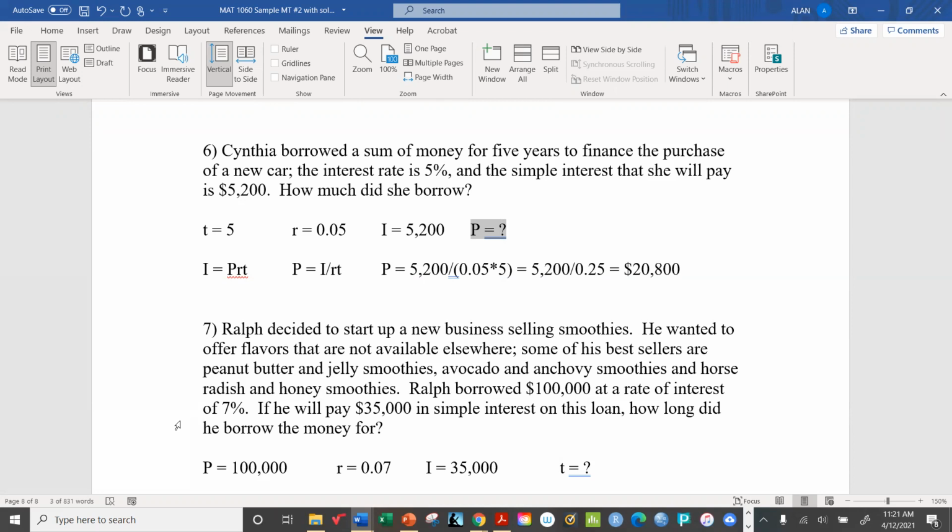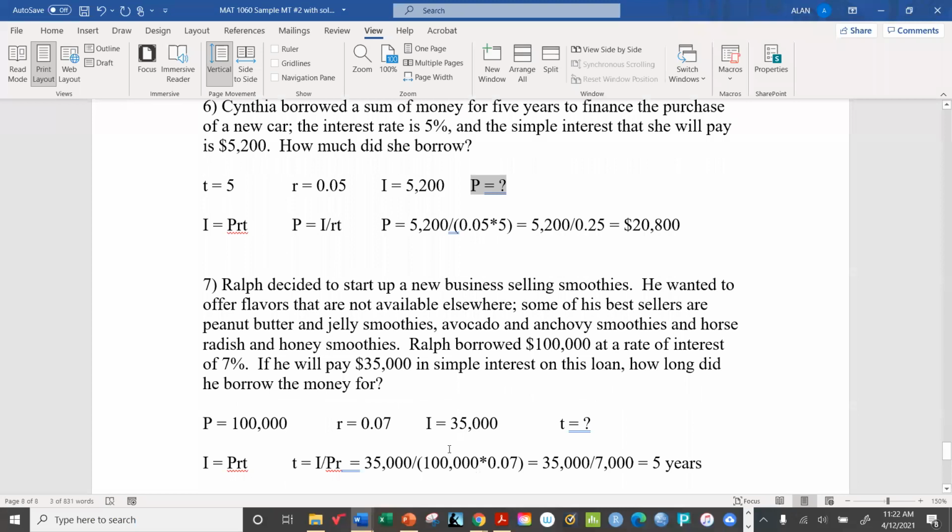Anyway, so Ralph borrowed $100,000 to start this business at a rate of 7%. And by the time he's done, he'll end up paying $35,000 in simple interest on the loan. Therefore, how long did he borrow the money for? So this time we're solving for T, the time. We also know that the principal is 100,000, the rate is 7%, and the simple interest is 35,000. So what do we do?